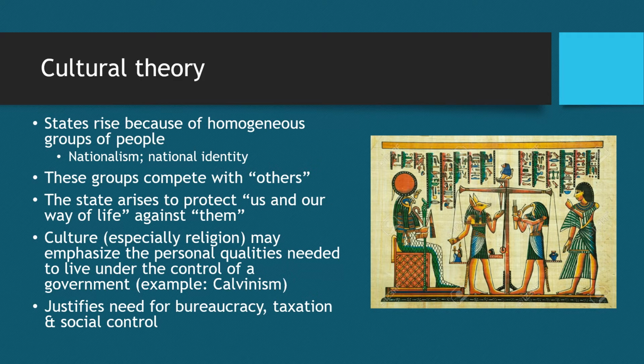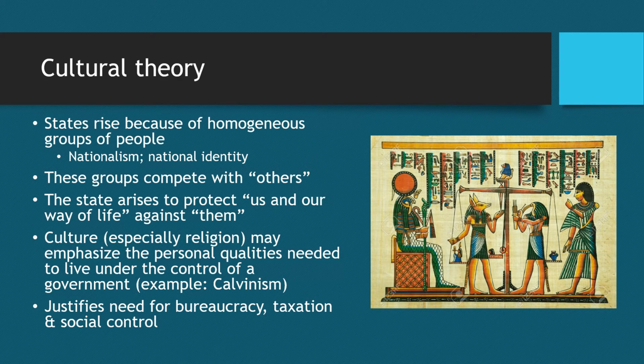And that this justifies our desire, our want for there to be a state that governs us. We want to govern ourselves. We want people like us to be together, and we need to be competing with people who are not like us. And that's a way of justifying bureaucracy, taxation, and social control.